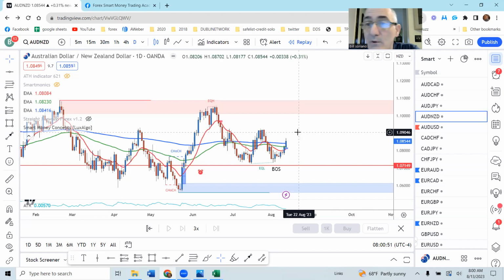As we go through all 28 pairs here, there are a few pairs where we don't mark up an order block because I just don't like anything I see. I don't like the direction of the daily trend. The daily trend isn't clear, right?